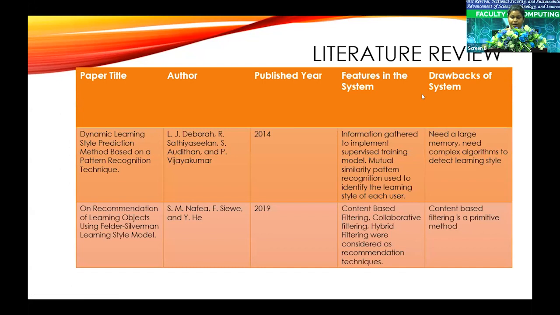So here are some research papers which I've considered. The first research paper contained features like information gathered to implement a supervised training model, and mutual similarity pattern recognition used to identify the learning style of each user. Drawbacks of this system which I've identified were that it needs a large memory to collect data and needs complex algorithms to detect learning styles. The next research contains features like content-based filtering, collaborative filtering, and hybrid filtering, which were considered as recommendation techniques. So these are some kind of primitive methods.